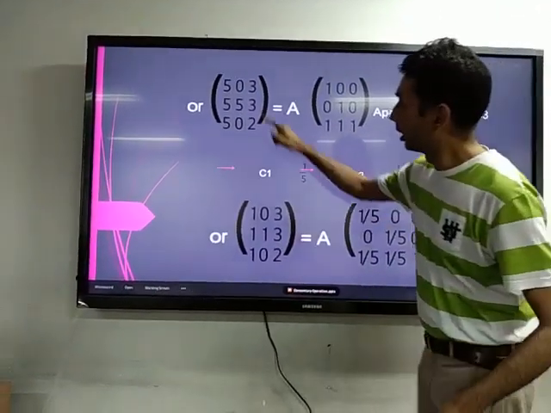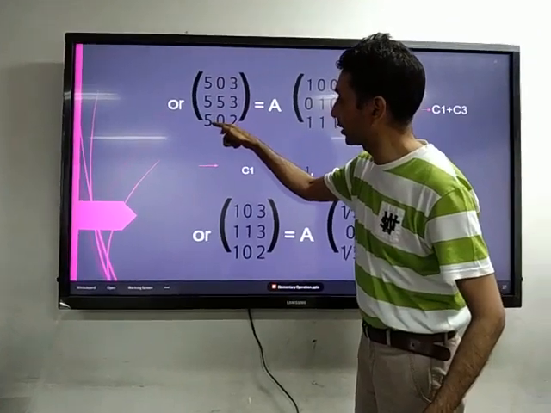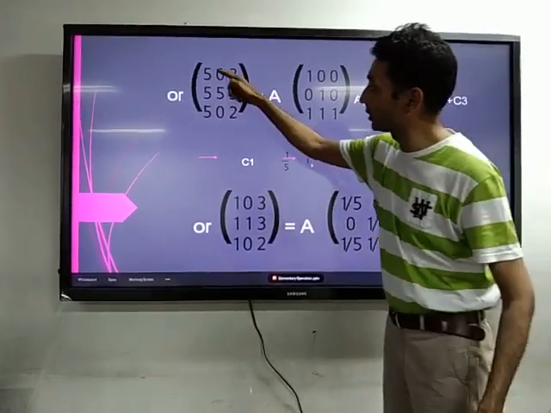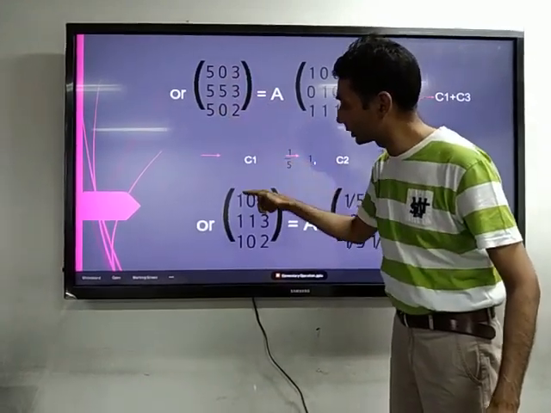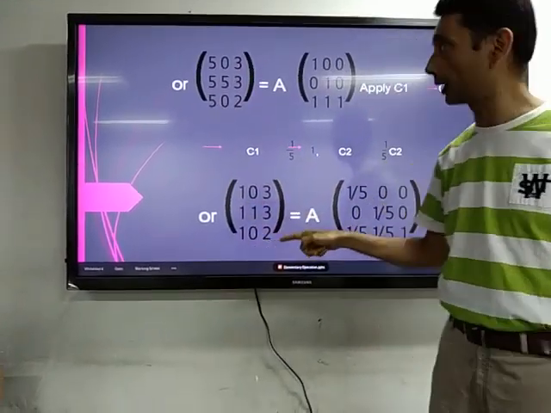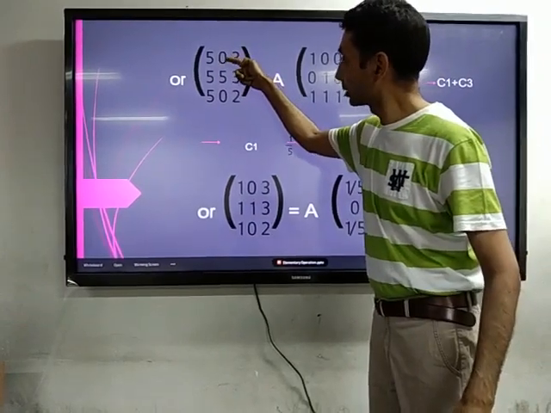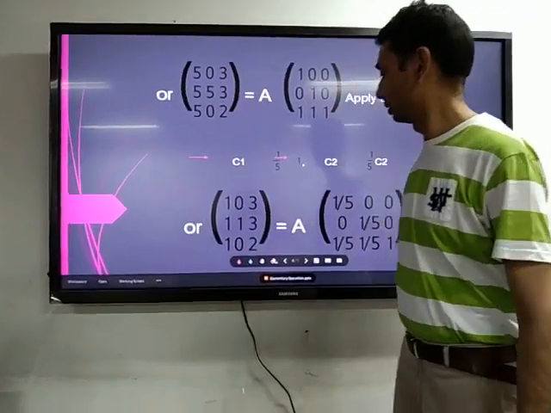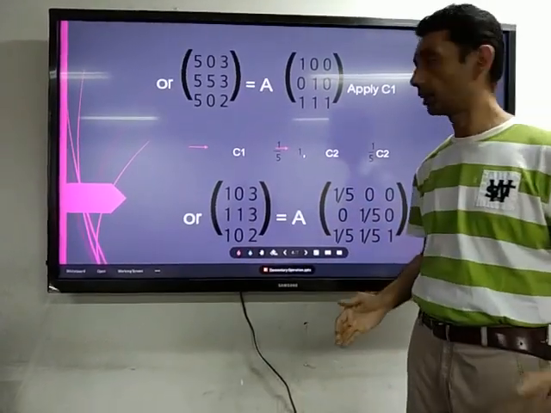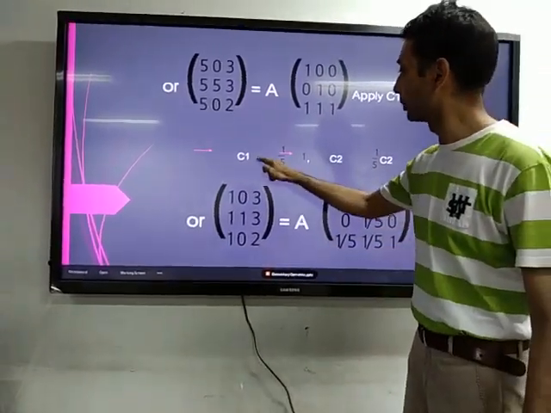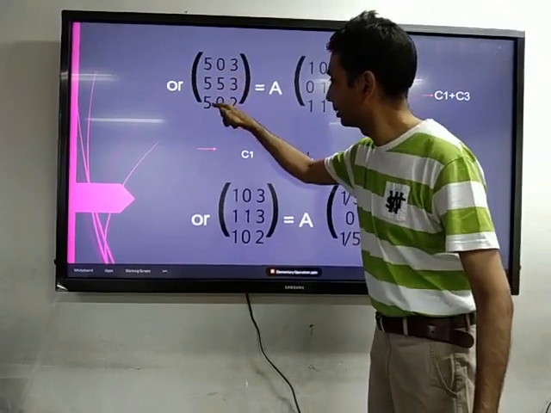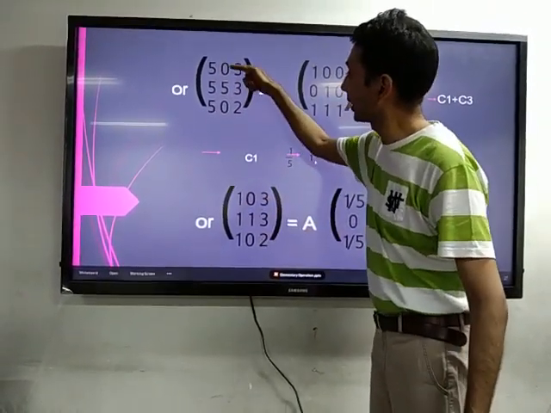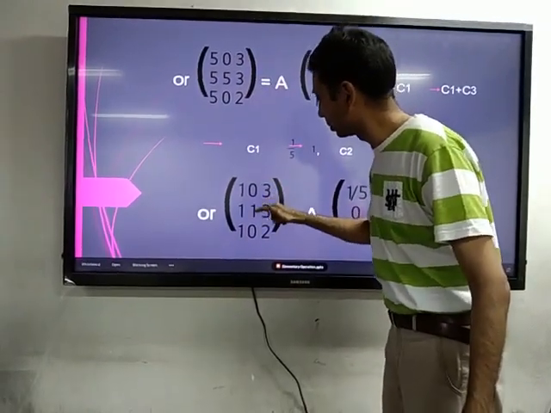The column 1 you are going to divide by 5 and column 2 also you are going to divide by 5. In case you divide column 1 by 5, you are going to get all the entries in the column 1 as 1. The second element 5 becomes 1 and the other two entries will be 0, 0. So the second step will be column 1 will be 1 by 5 column 1. If you divide column 1 by 5 it will be 1, 1, 1, and if you divide column 2 by 5 it will be 0, 1, 0.